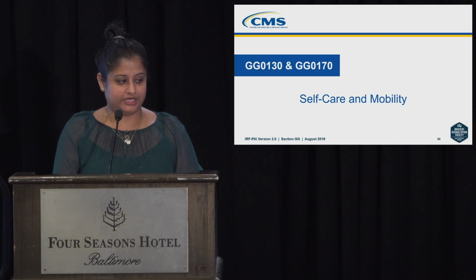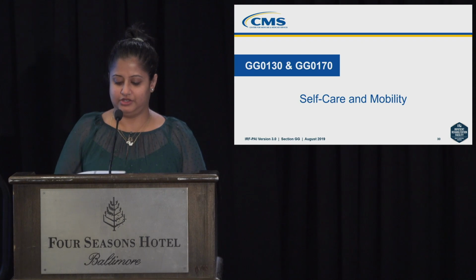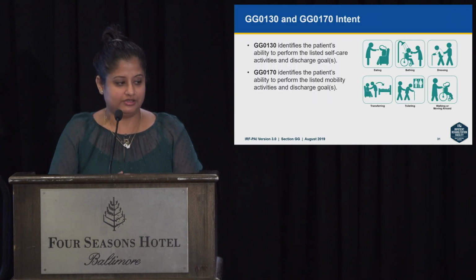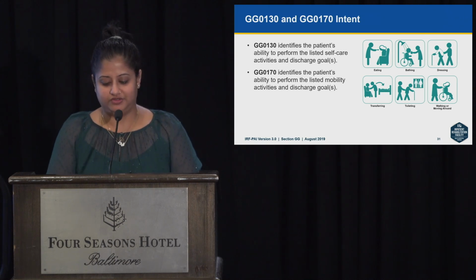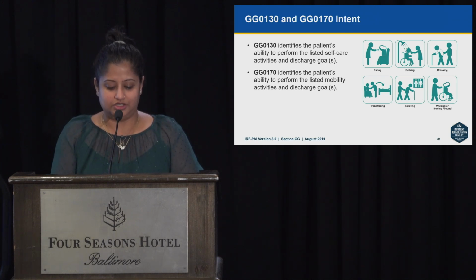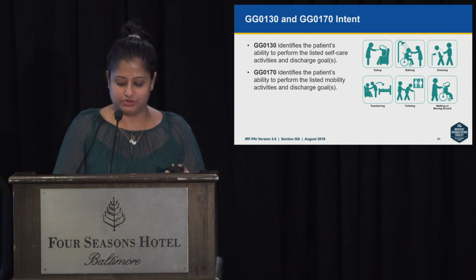All right, we're going to go ahead and get started with GG0130 self-care, and then Anne's going to take over for mobility. So I'll talk quickly through the intent. GG0130 self-care identifies the patient's ability to perform the listed self-care activities and discharge goals, and GG0170 identifies the patient's abilities to perform the listed mobility activities and discharge goals.